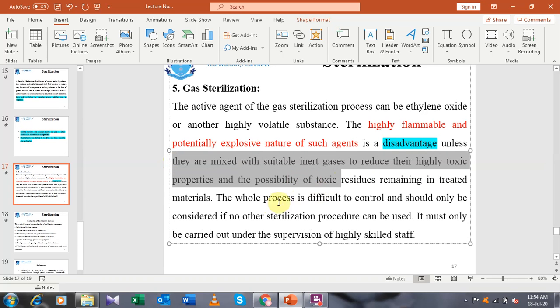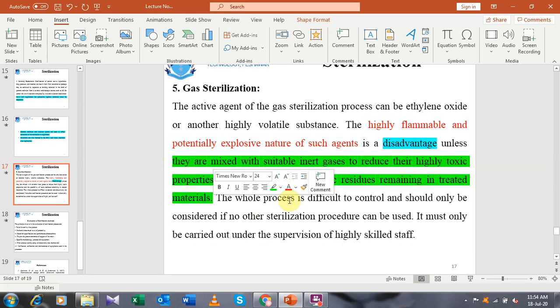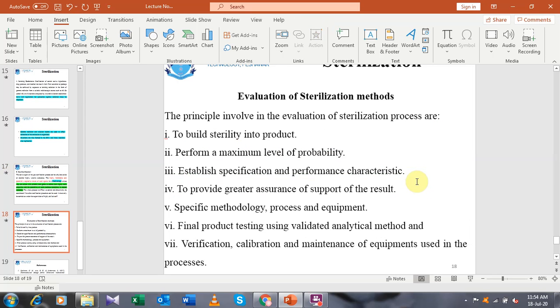We will mix it with suitable inert gases, and by using suitable inert gases we reduce the toxic nature and the possibility of toxic residues remaining in the material treated by gas sterilization.